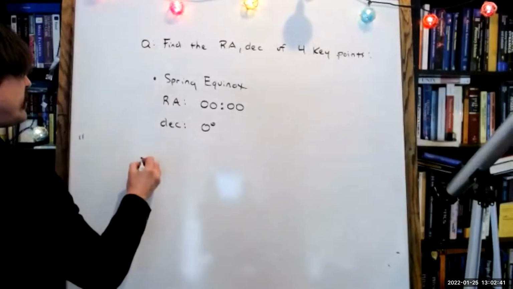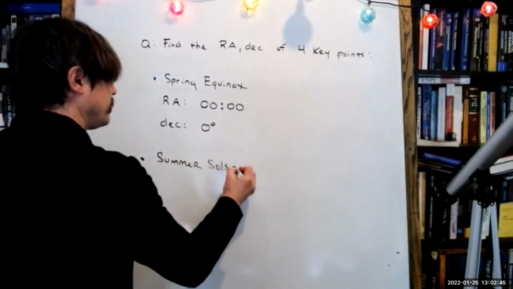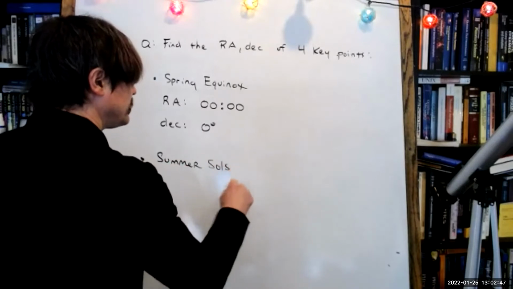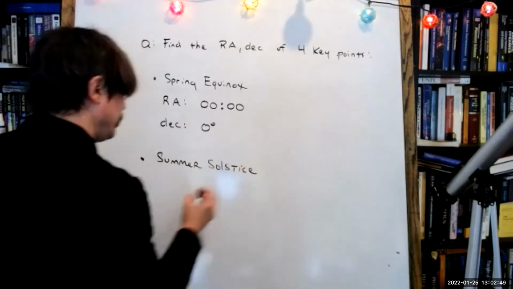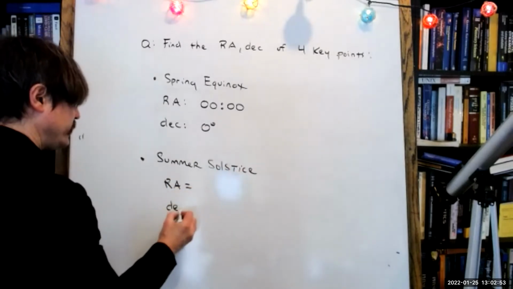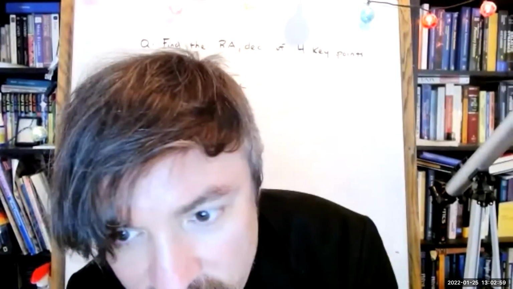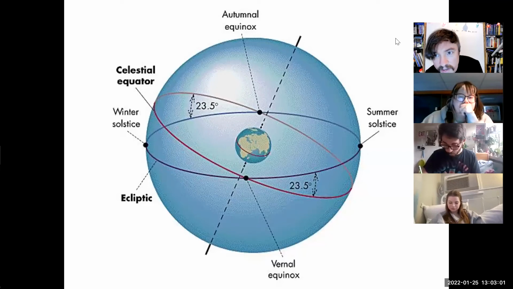Let's try another one. This time, let's try the summer solstice. This isn't easy your first time around. That's why we're doing it, okay? So right ascension and declination. Anyone think they're starting to get the swing of the thing here? Give me the RA or the dec of this point here.